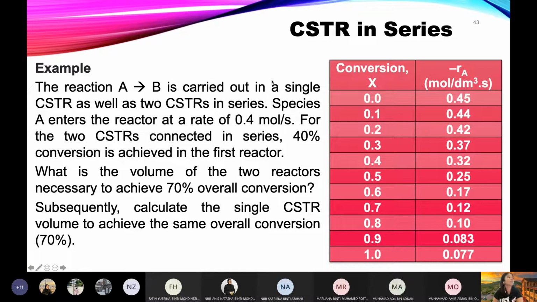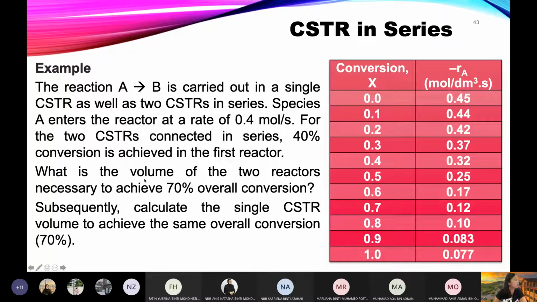Okay, next. For the two CSTR connected in series, 40% is achieved in the first reactor. So dia kata untuk reaktor yang dua tu connected in series tu, kita ada dua sistem, satu single reactor, satu lagi dua reactor in series. Kalau dua reaktor dalam series tu, the first reactor dia achieve 40% conversion dulu. Means daripada 0%, dalam reaktor pertama dia menjadi 40% A yang converted. Okay, so far that's the information. Means your X1 0.4. Reaktor pertama 0.4, X1 0.4.